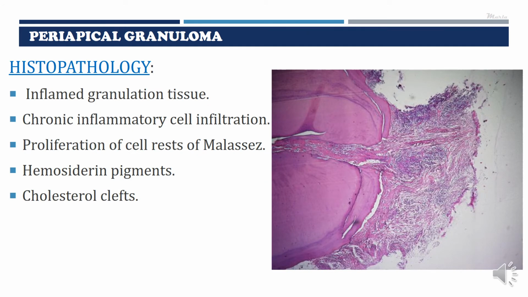Histological evaluation of curettage tissue from the periapical area will show a chronically inflamed granulation tissue. If you can see the histopath picture here, the photomicrograph, this is a decalcified section showing the root apex. This is the root apex. This is the dentin of the root. You can see the cementum here lining the dentin.